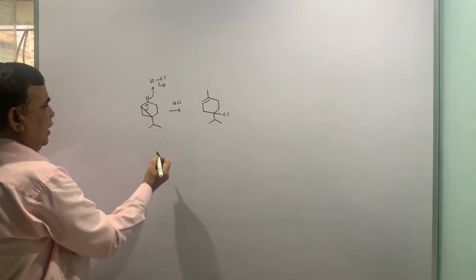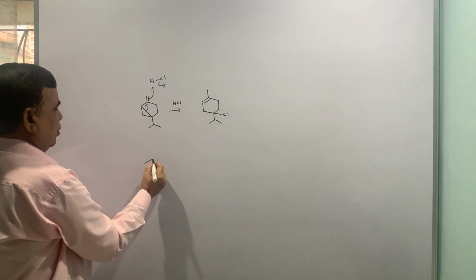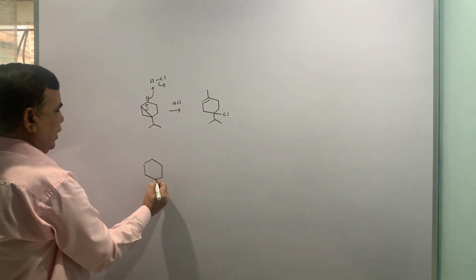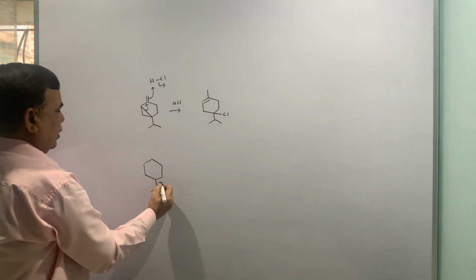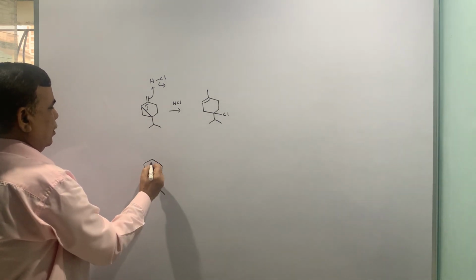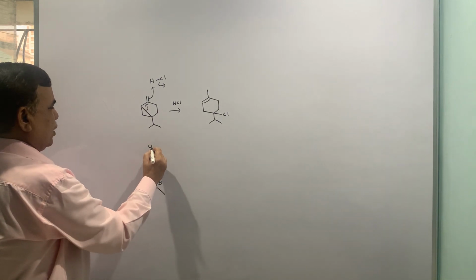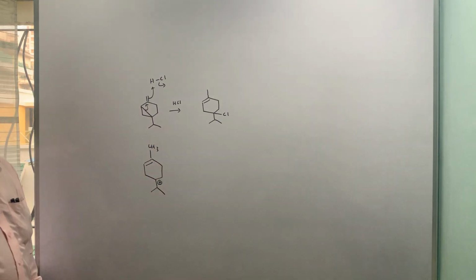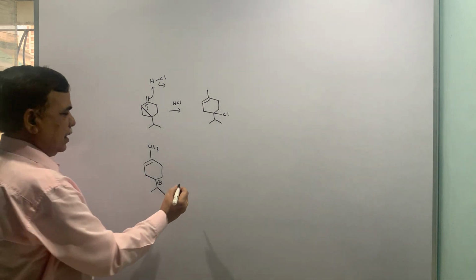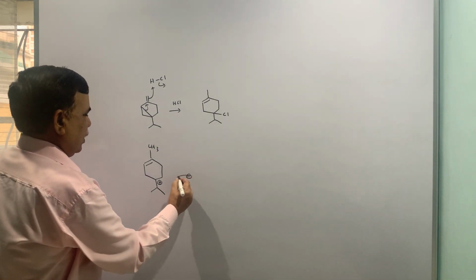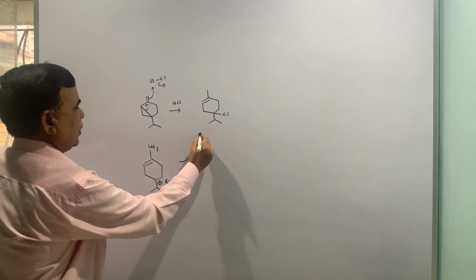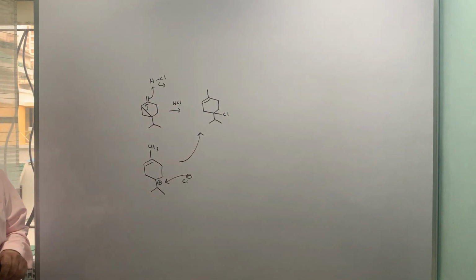When this migrates, this becomes positive. So I am just clubbing the steps so that we can do more examples. This will turn positive, this becomes a double bond, this becomes CH3, right? And since Cl minus is there in C2, this will interact and obviously you will get the given compound.